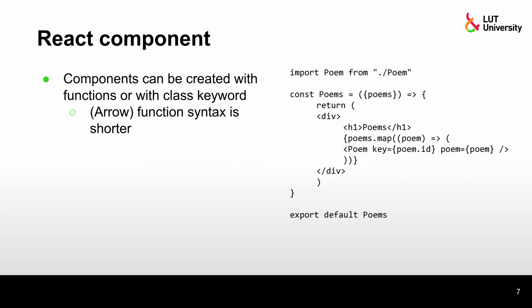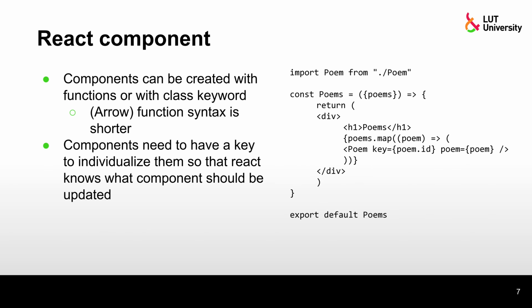Then we are building this return clause that will have one div that has a header, poems. We go through the poems array and build another component, poem, which is then in its own file, and we give this poem a key, so it's unique. And as a prop to this poem component, we give one poem. So this is the basic syntax for how you create a component. Components need to have a key to individualize them so that React knows which component should be updated.